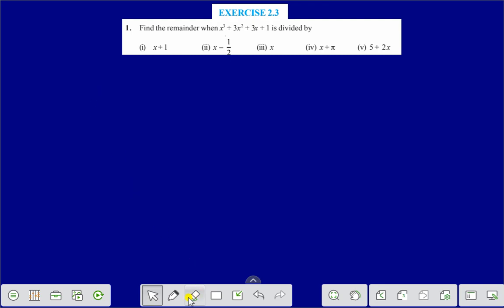Find the remainder when x cube plus 3x square plus 3x plus 1 is divided by x plus 1. Here we'll use the remainder theorem.